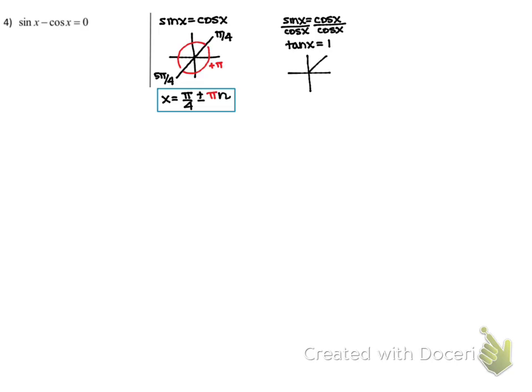Well, tangent equals 1 at pi over 4, and tangent equals 1 at 5 pi over 4. Thus you get the exact same answer. So if you didn't go where does sine equal cosine, you could just manipulate it to become tangent. That's fine. Okay, let's take a look.